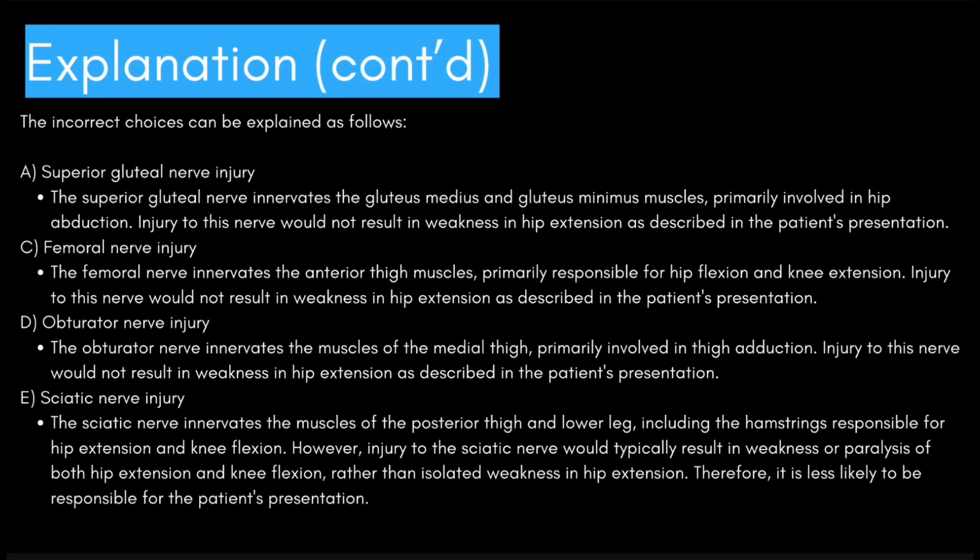Let's see why the other answer choices are incorrect. Superior gluteal nerve injury. The superior gluteal nerve innervates the gluteus medius and gluteus minimus muscles, primarily involved in hip abduction. Injury to this nerve would not result in weakness in hip extension as described in the patient's presentation.